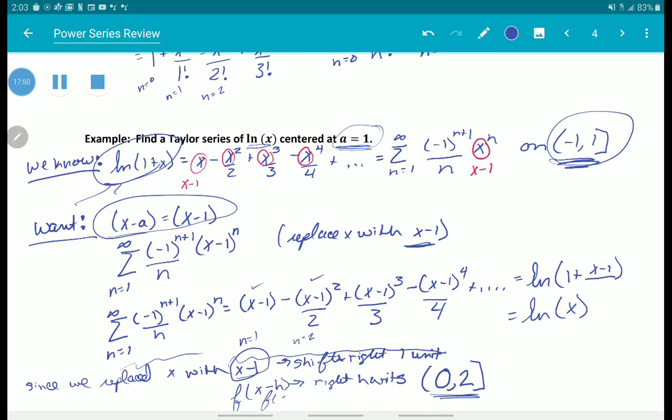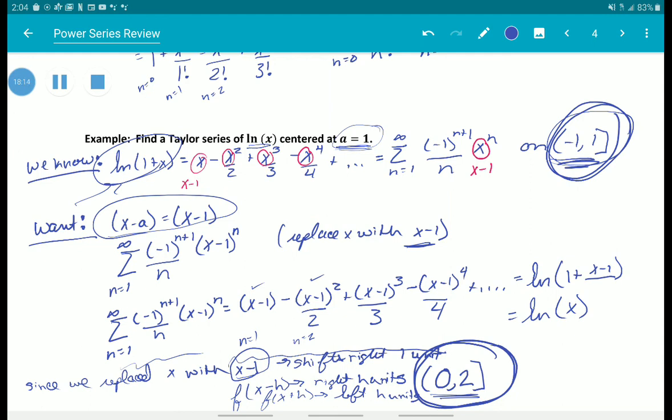Likewise, if we needed to replace x with x plus h, that moves left. So for this one, we replace with x minus 1. That's going to shift this right 1 unit, which takes that interval and shifts it 1 unit also. So there's our new interval of convergence. We could go through, we could use the ratio test, we could test endpoints, and we would get the exact same answer. So it's pretty cool how we can start seeing that combination of classes playing into this one class. And we're combining all this knowledge into one problem.